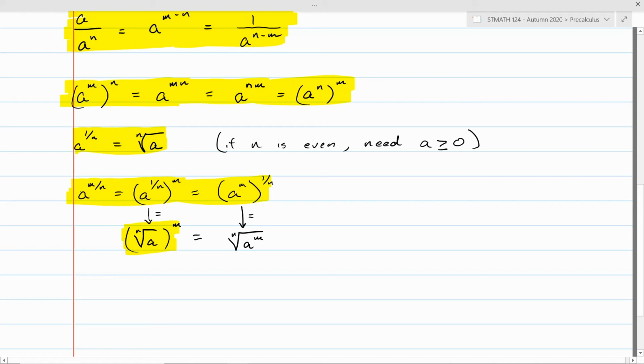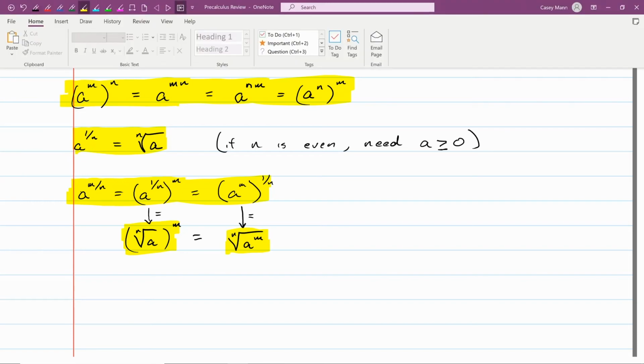But if you first raise a to the m and then take the whole thing to the 1 over nth power, that just means the nth root of a to the m. This time the exponent m is inside the radical with the a. So this gives you some flexibility in manipulating these expressions with radicals that have exponents inside. You can move those exponents out or move them in as needed. Let's look at a few examples. So this is just a reminder of what the rules are.